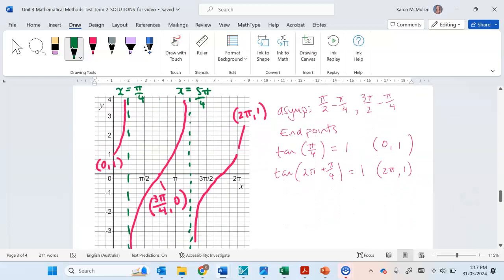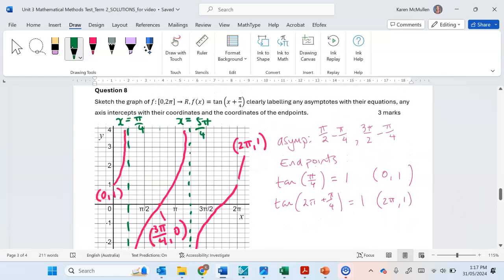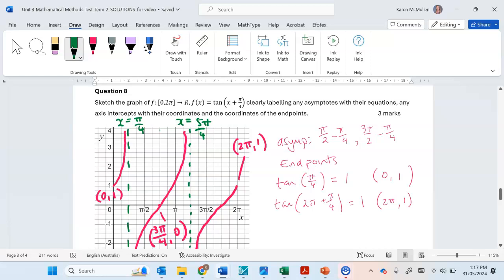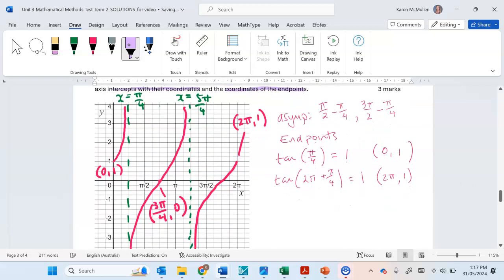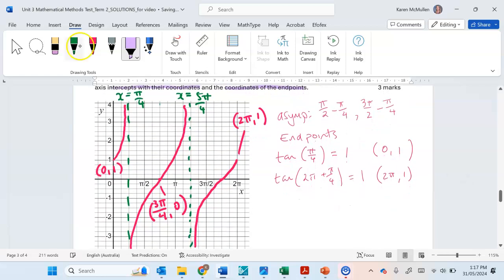All right, question 8, moving on to the tan graph. So with the tan graph, I've got a tan graph and we're going from 0 to 2 pi. We have to label asymptotes and any intercepts with their coordinates and the coordinates of the endpoint. So 3 things to do, and also make sure that we're drawing the tan graph correctly. So let's have a look at the asymptotes first of all. I might just do that down here.